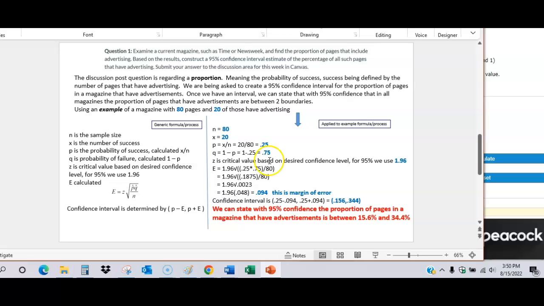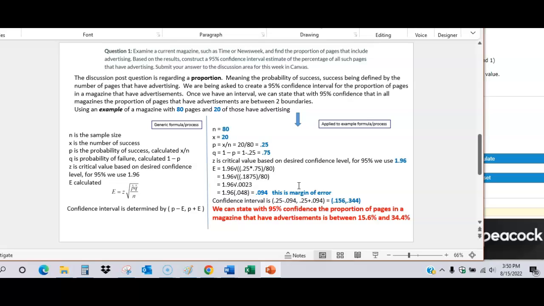And then I plug these values into this formula over here, 1.96 times the square root of 0.25 times 0.75 divided by 80, because that's my sample size. And then just doing out the math, I come up with 0.094. That's my margin of error.